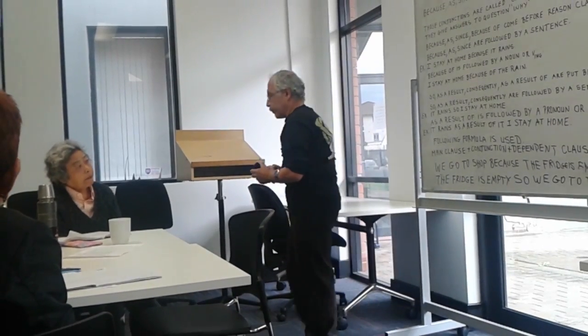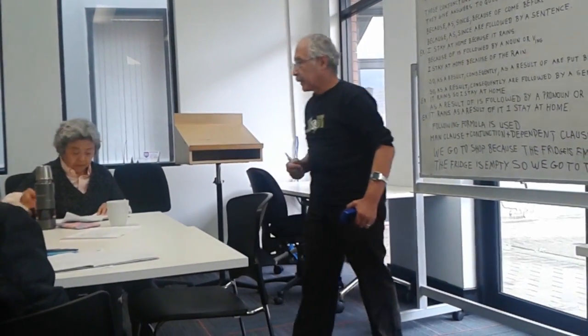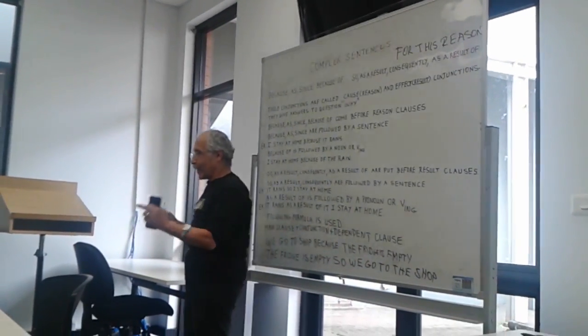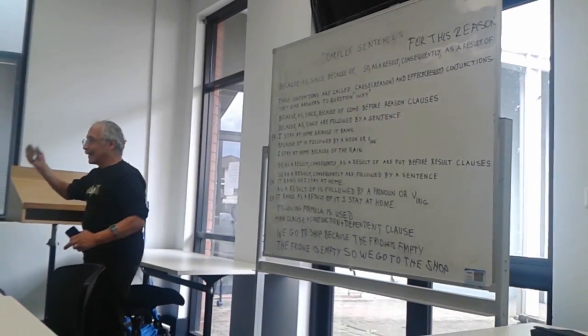In another example, we cleaned the carpet. We cleaned the carpet because it was dirty. That is the first group: we cleaned the carpet because it was dirty. And if I make that sentence with the second group: the carpet was dirty, so we cleaned it.